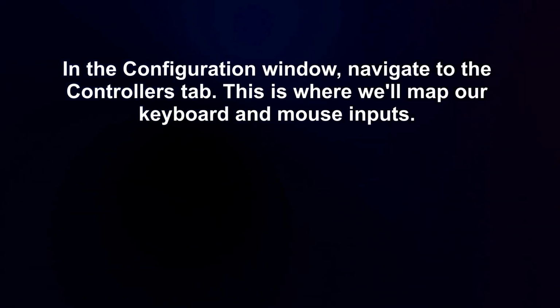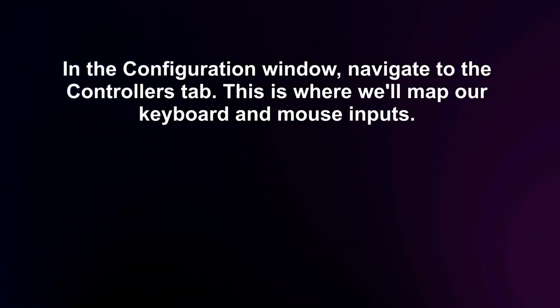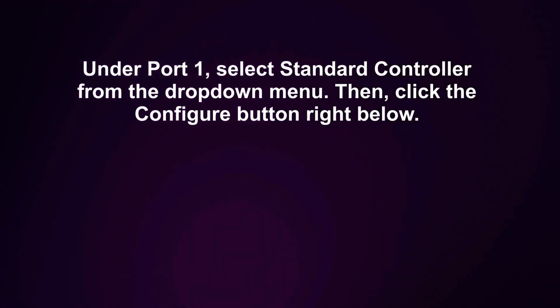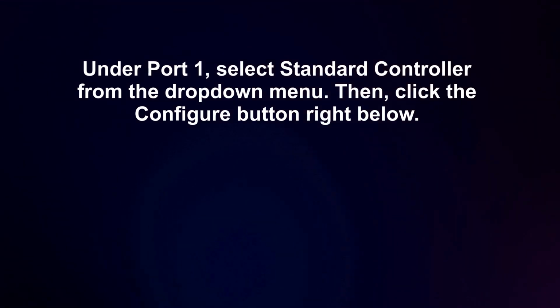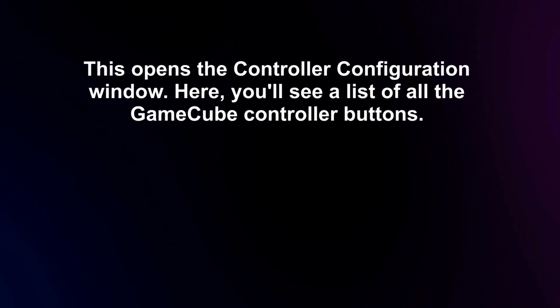In the configuration window, navigate to the Controllers tab. This is where we'll map our keyboard and mouse inputs. Under Port 1, select Standard Controller from the drop-down menu. Then, click the Configure button right below. This opens the controller configuration window.